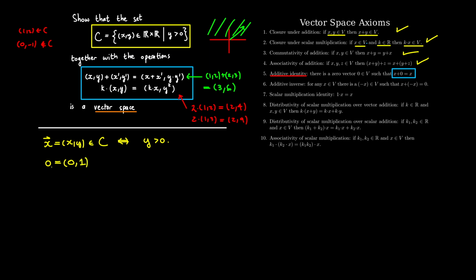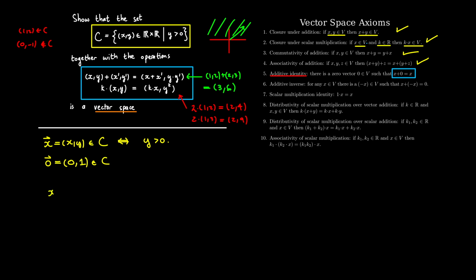And let's see if this works. So I'm just going to give the 0 vector a hat here, just to distinguish it from the ordinary number 0. So let's see here. This is definitely an element of C. So let's now check if this is actually the 0 vector.